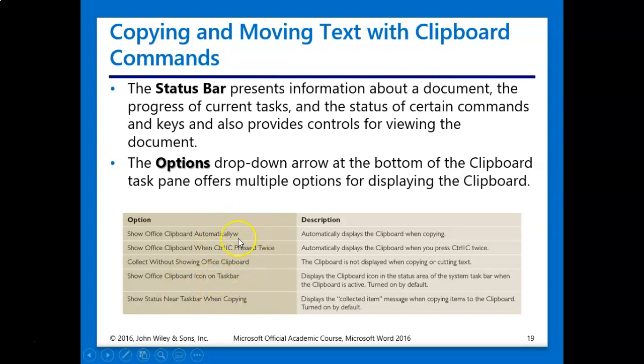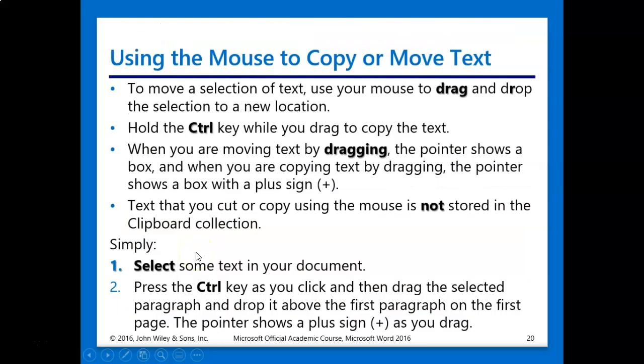Automatically press C twice, all that other stuff. To move a selection of text, use your mouse to drag and drop the selection to a new location. You will hold the Control key while you drag to copy the text. When you're moving text by dragging, the pointer shows a box, and when you're copying text by dragging, the pointer shows a box with a plus sign. Text that you cut or copy using the mouse is not stored in the clipboard collection.